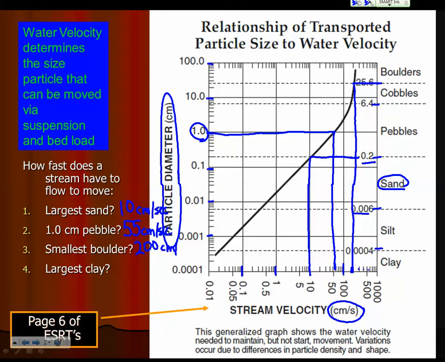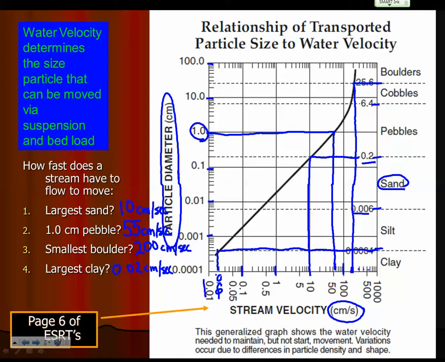The last one, the largest clay. Now clay has no lower limit on this chart. We can definitely see its upper limit is 0.0004. So we follow that over till we hit the graph. When we go down, looks like that line right there, which would be not 0.001, but 0.02 centimeters per second.